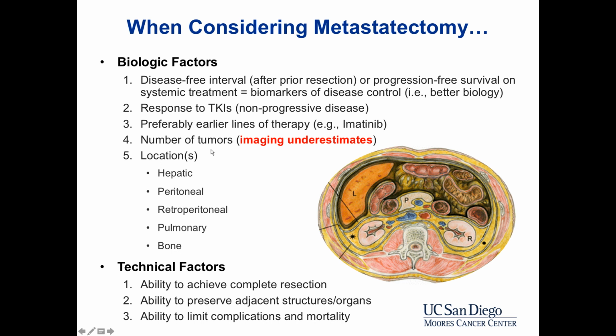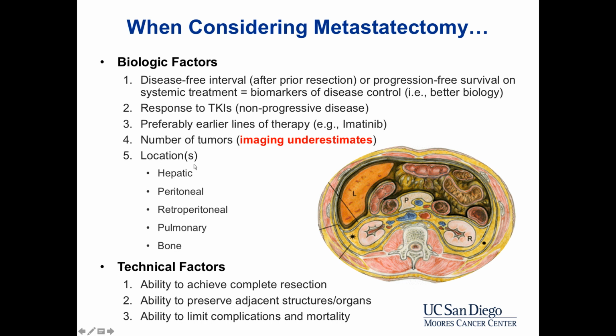Resection is also dependent upon the number of tumors. I often say to my patients that imaging is fairly unreliable and often underestimates the number of metastases that we see in the operating room. And time and time again, I find that to be the case. But in properly selected patients, even if there's large numbers of tumors, if we can remove all of those tumors, then surgical resection may be appropriate.